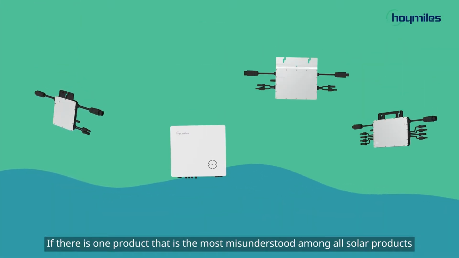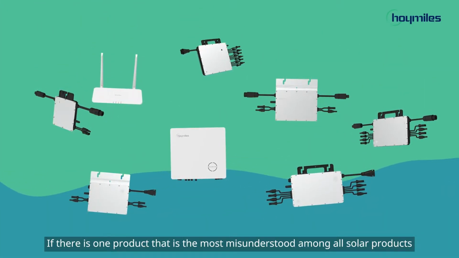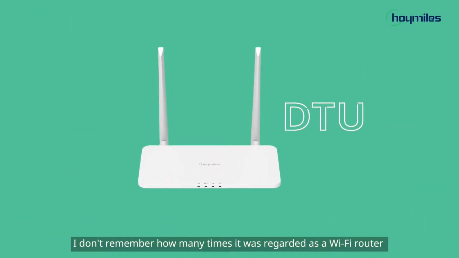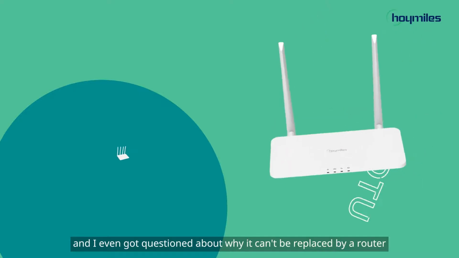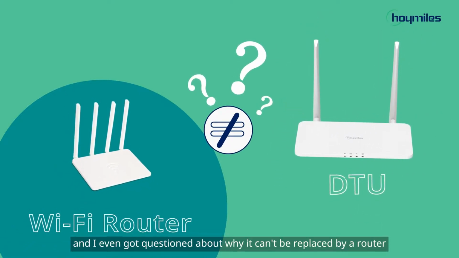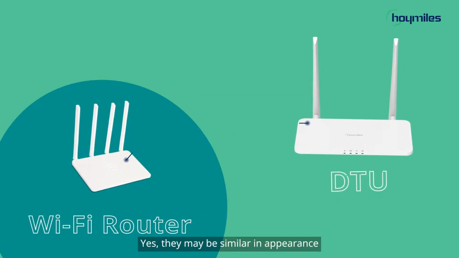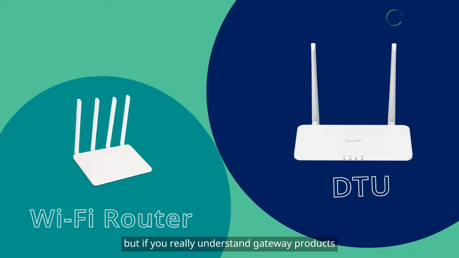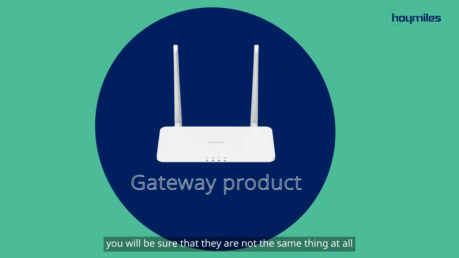If there is one product that is the most misunderstood among all solar products, I think it is DTU. I don't remember how many times it was regarded as a Wi-Fi router, and I even got questioned about why it can't be replaced by a router. Yes, they may be similar in appearance, but if you really understand gateway products, you will be sure that they are not the same thing at all.